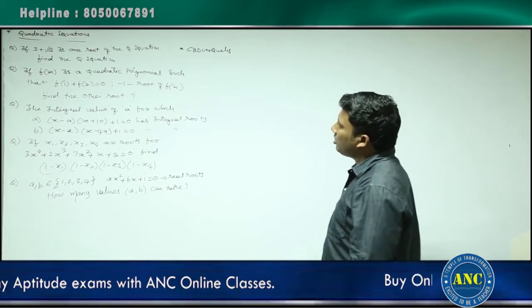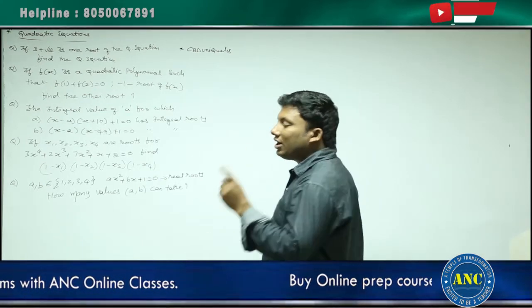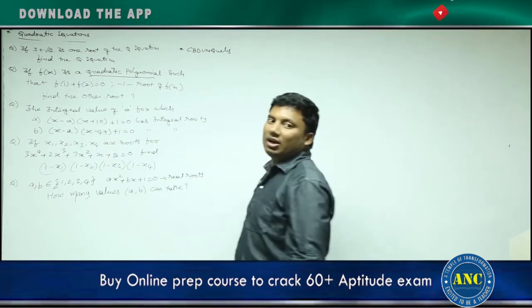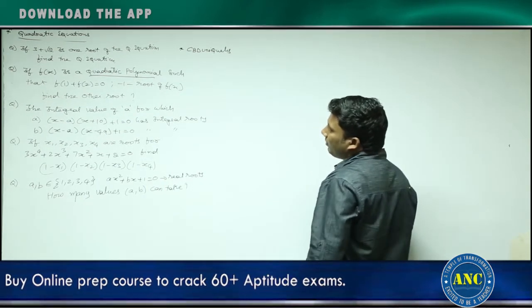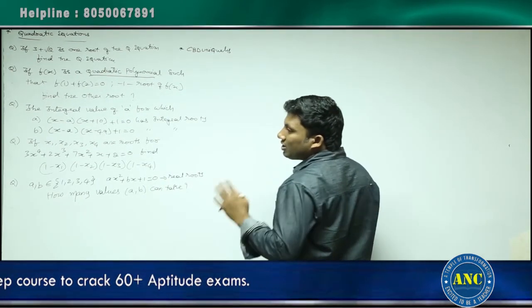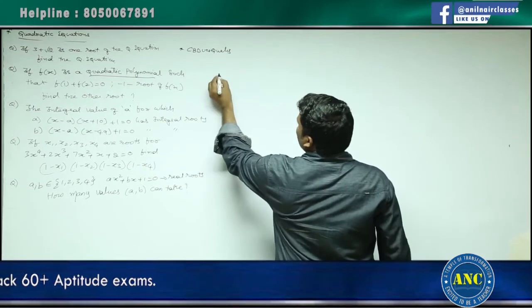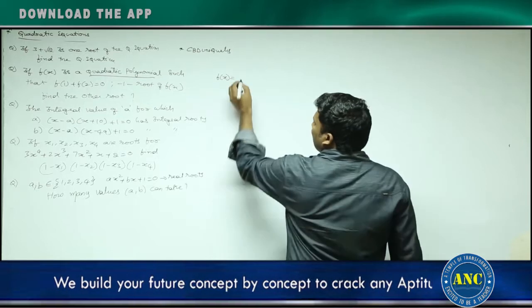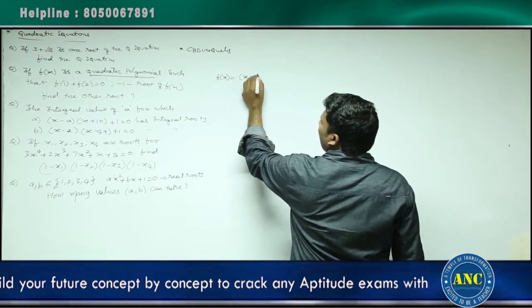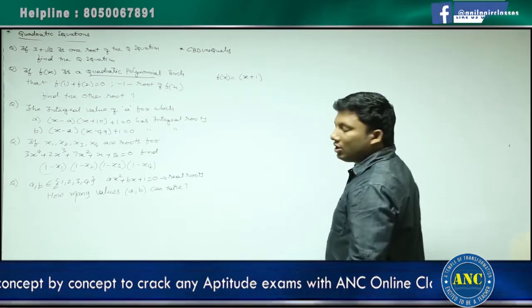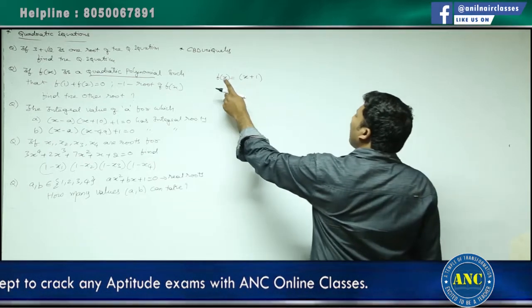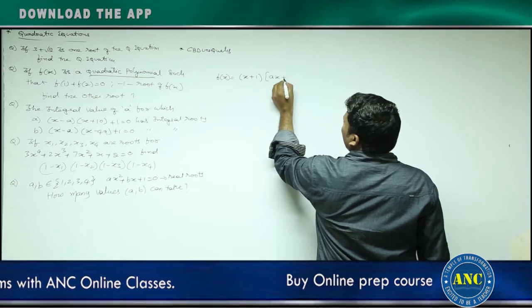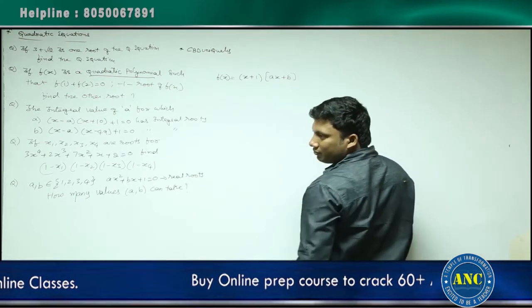See the second question. If f of x is a quadratic polynomial, meaning a polynomial of degree 2, such that f of 1 plus f of 2 is 0, and minus 1 is a root of f of x. So if minus 1 is a root, can I say that x plus 1 will be a factor? Are you all with me? f of x is a quadratic, of degree 2. This is linear. Linear into linear only, if I multiply, I will get a degree 2.